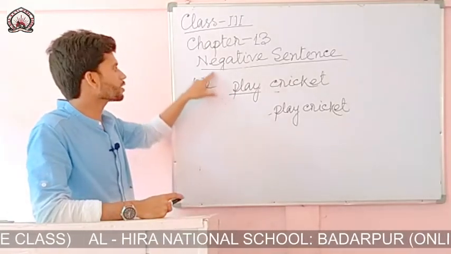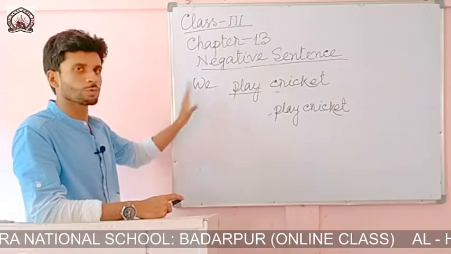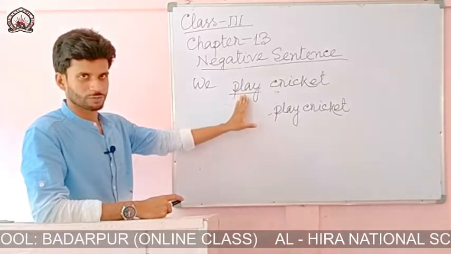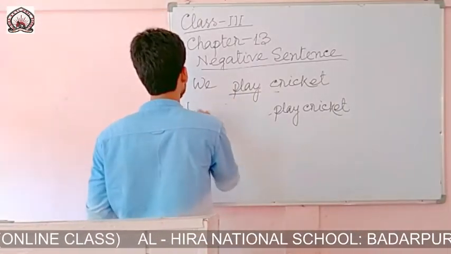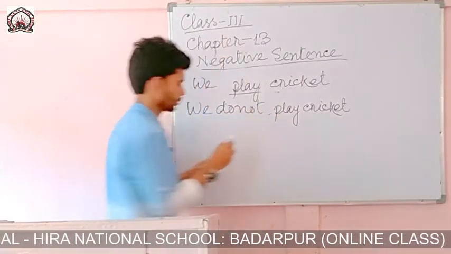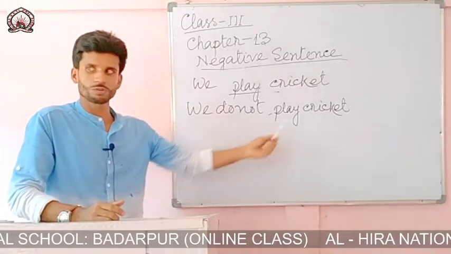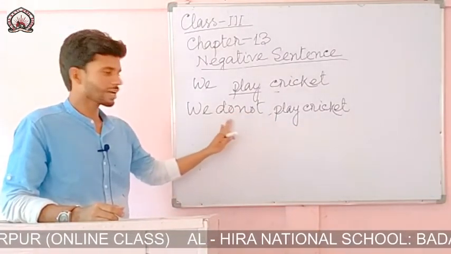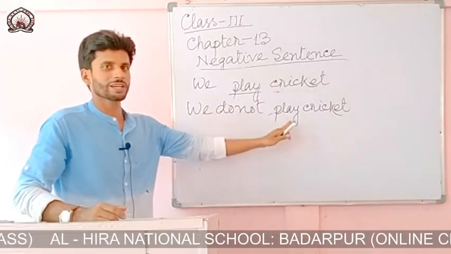Now here the subject is we. It is not third person singular. It is first person plural. So here I shall not write plays. I shall write play. So now the answer will not be the same, just like the previous one. Here the answer will be we do not play cricket. It has become negative now. Here I cannot write we does not. I have to write we do not play cricket.